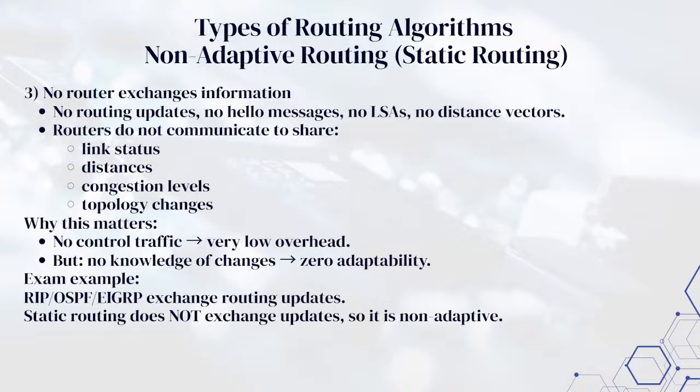Then the third one is no router exchange of information. This means no routing updates, no hello messages, and no distance vectors. The router does not communicate to share link status, distance, congestion levels, topology changes, etc.